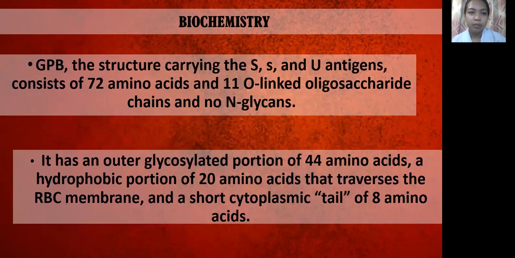GPB is the structure carrying the S, s and U antigens. It consists of 72 amino acids and 11 O-linked oligosaccharide chains and no N-glycans. It has an outer glycosylated portion of 44 amino acids, a hydrophobic portion of 20 amino acids that traverses the RBC membrane, and a short cytoplasmic tail of 8 amino acids.